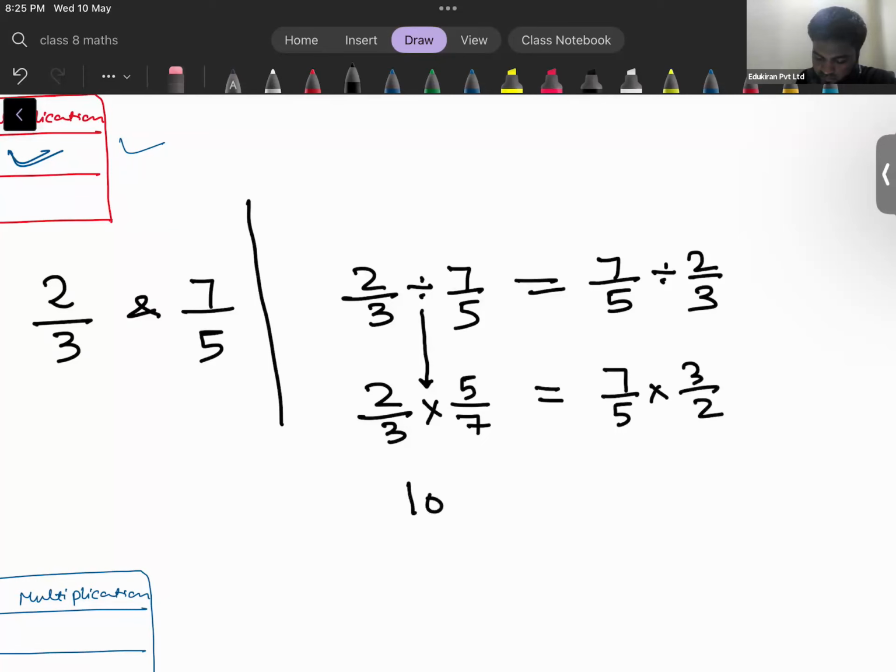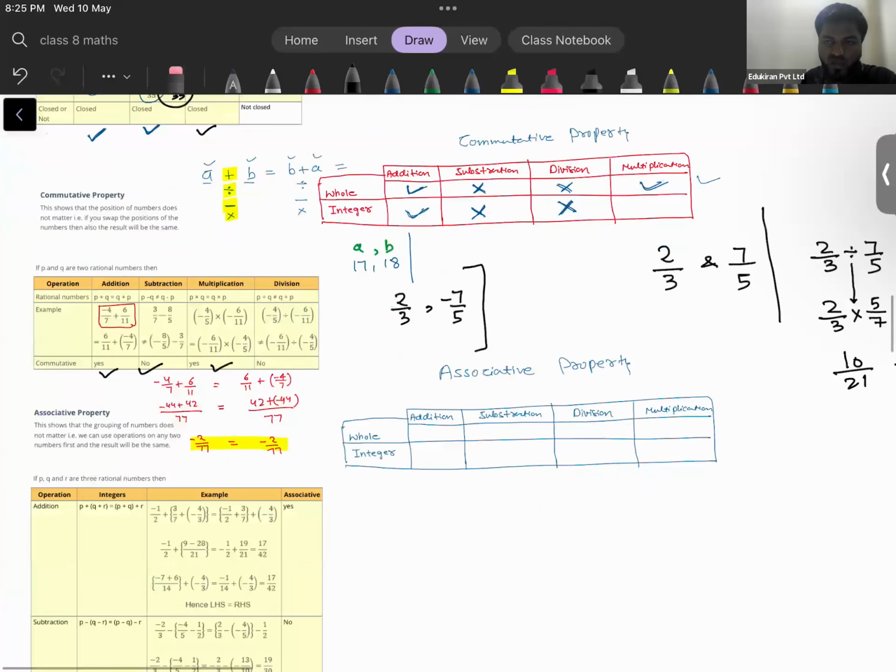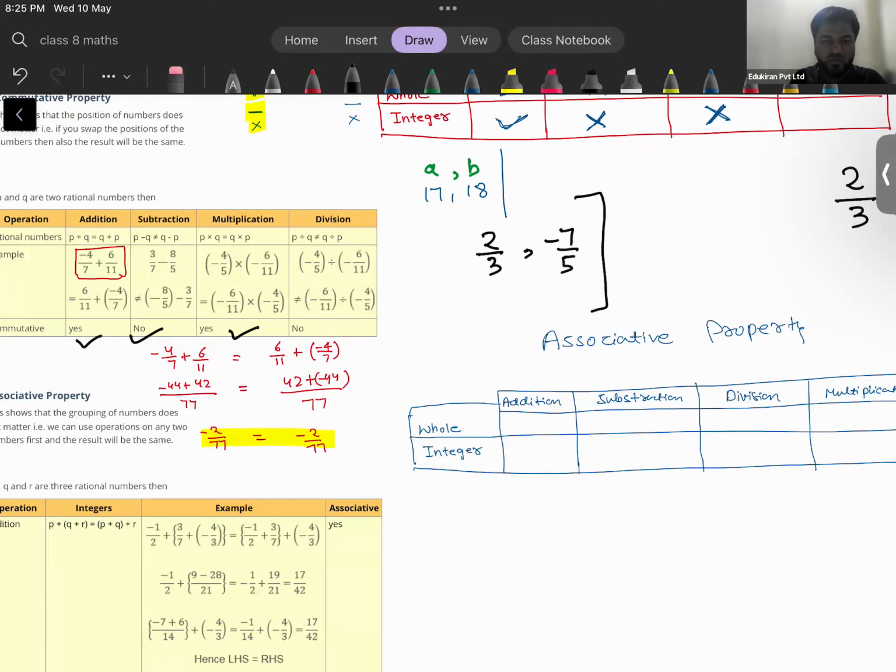You see, this one becomes 10 upon 21, while the other value is 21 upon 10, which is not equal. So we say that division is not following the commutative property for rational numbers, right?